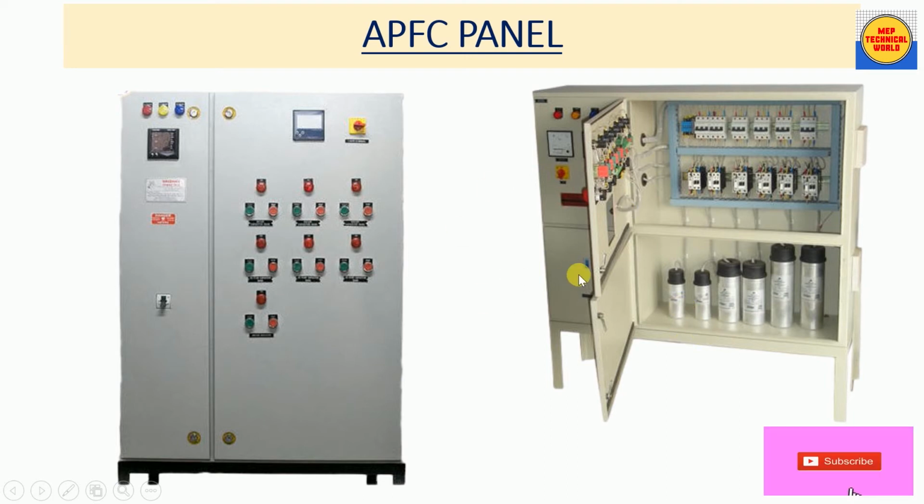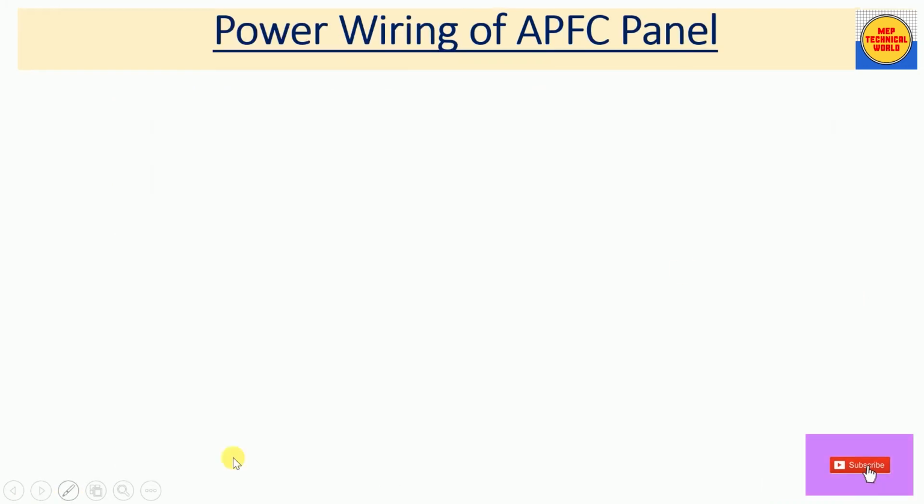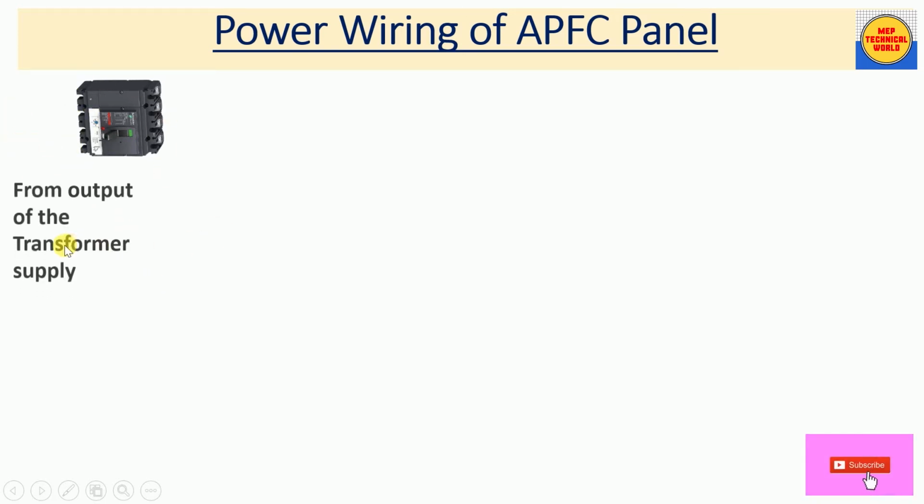Okay, let's move to the power wiring of the APFC panel. Actually how we do power wiring in the APFC panel. So let's move here. We are on power wiring of APFC panel. Now before I start the wiring, I'm taking some essential devices. Here we have taken one MCCB, which is a 4-pole MCCB. Now let's take the power from the output of the transformer.